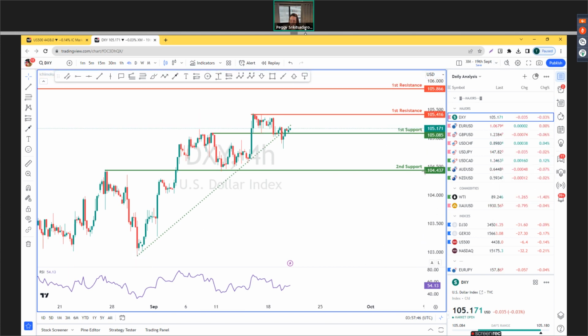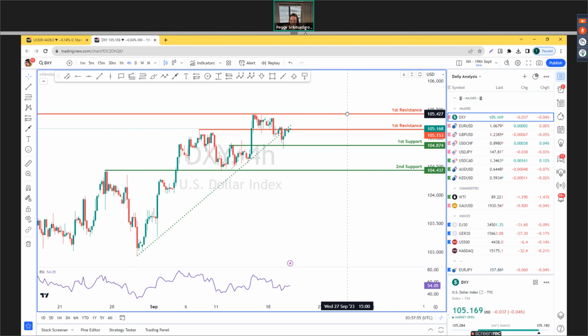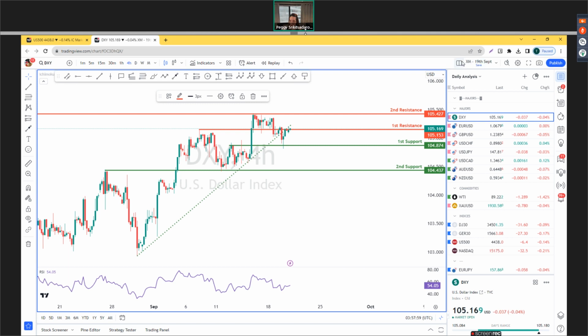I think my support level should be changed. My support could be here. Okay, this is my first. Oh, this one is yesterday. Okay, I haven't updated because I used the layout from the XM session yesterday, right?